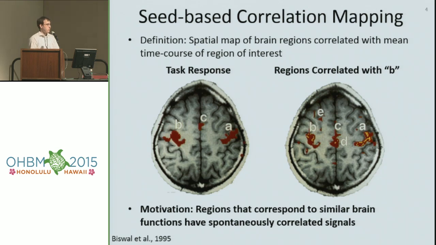So this originally started with, of course, Biswal's 1995 paper, where they looked at task activation topography for a very simple motor task, which is just repetitive hand grasping. And they took one of the activated regions and averaged the time course of that region in resting state data, and then correlated it with the rest of the brain. And of course, they found that the topography of these correlations very closely matched the topography of the task activation. So this, I think, is one of the key motivations for why we study resting state data, and that's that regions that respond to similar tasks have spontaneously correlated signals.